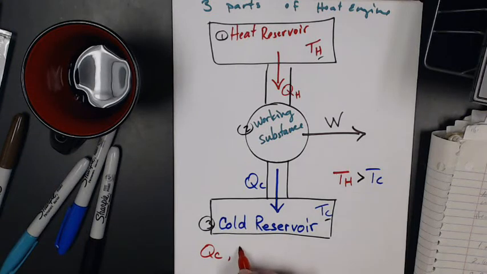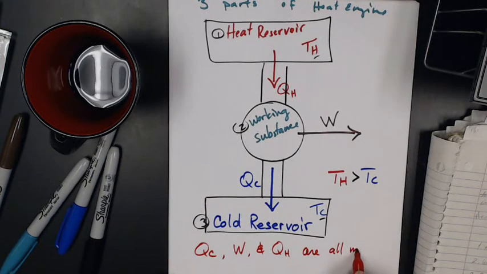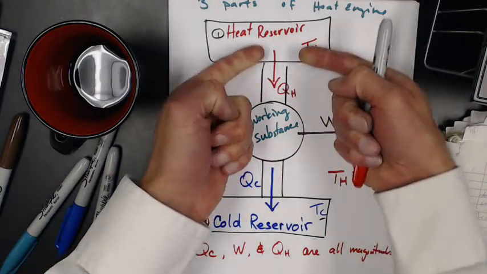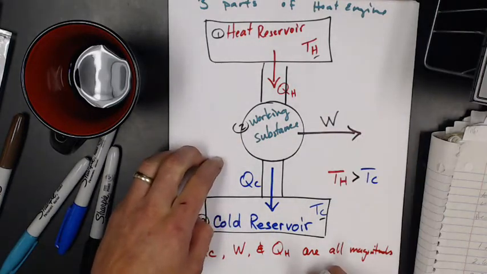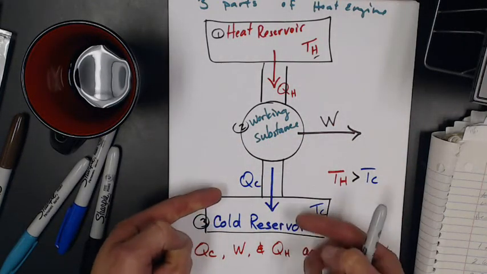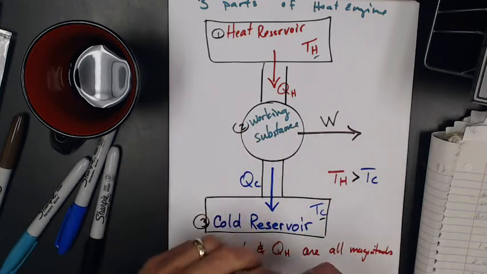QC, W, and QH are all magnitudes, meaning we don't talk about negative heats in this one. Although the heat is leaving the heat reservoir, so that makes QH a negative Q. The QC is going into the cold reservoir, that makes it a positive Q. However, it's leaving the working substance, making it a negative Q.